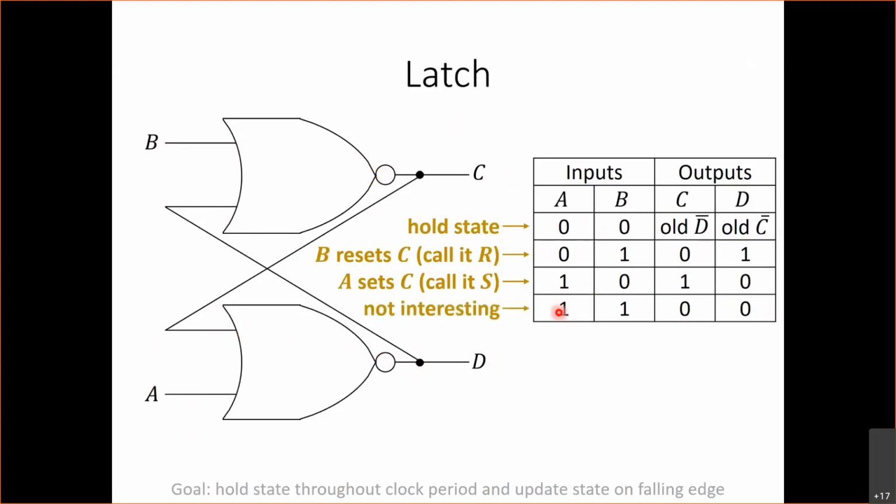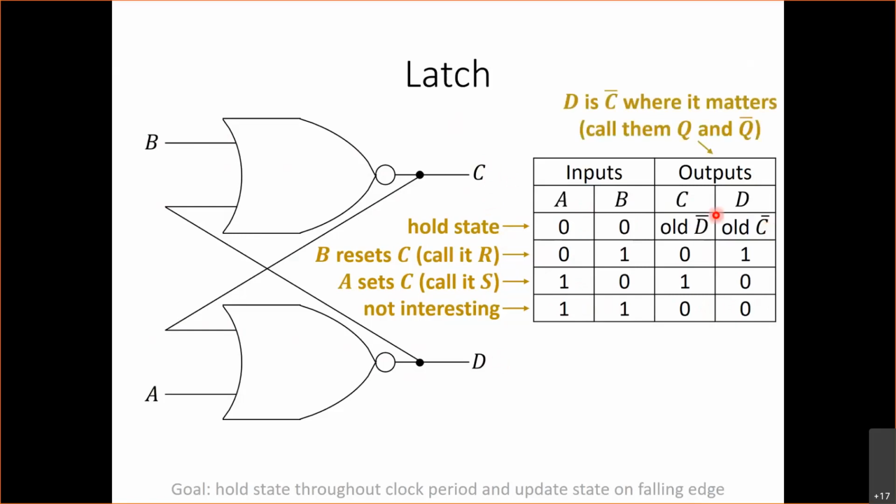Okay? And actually, this input here is not interesting to us. So what we're really interested in are these first three. In these first three inputs, one of them will set C and D to 0, 1, one of them will set C and D to 1, 0, and one of them will set C and D to whatever their old value was. Okay?